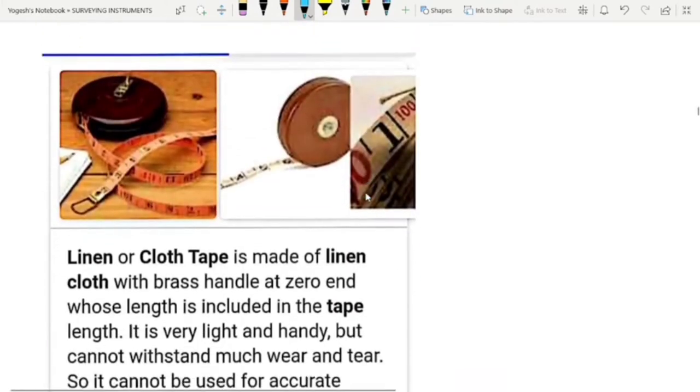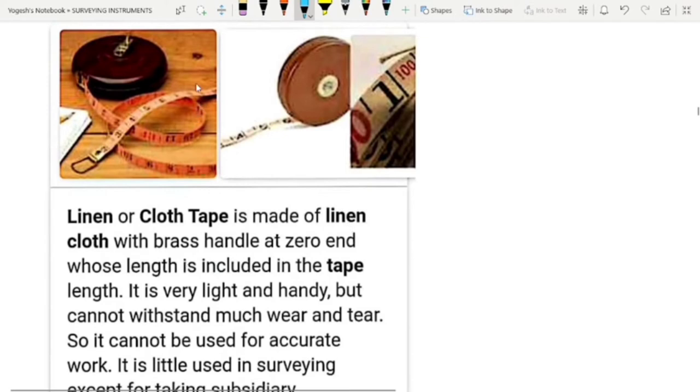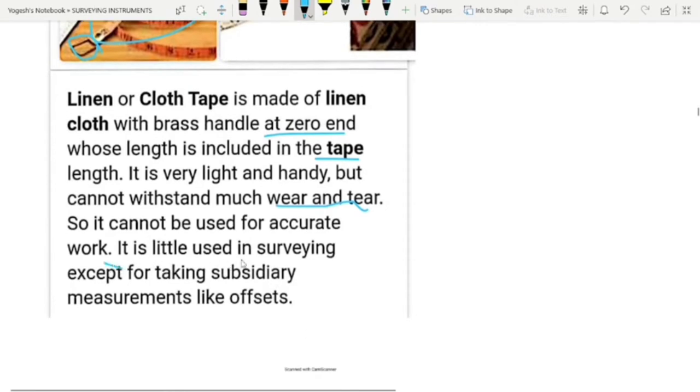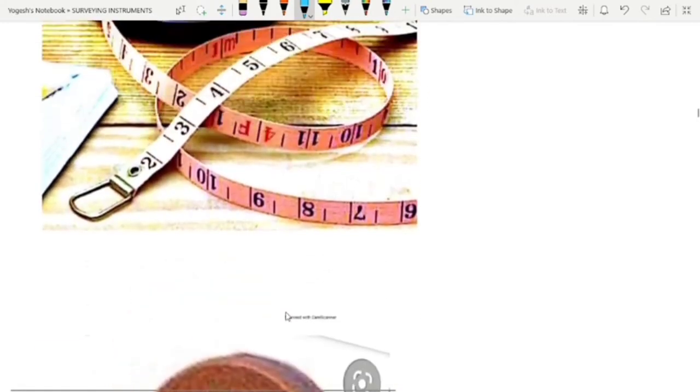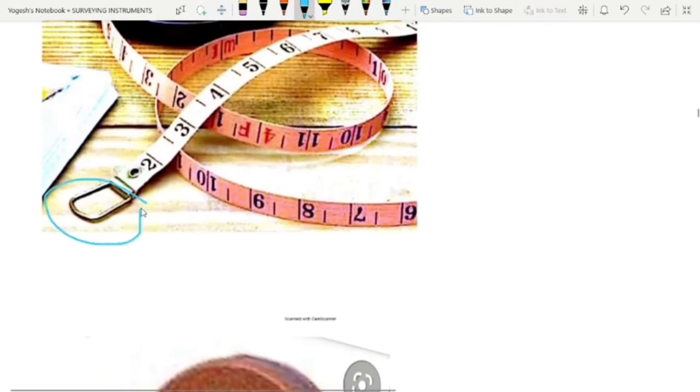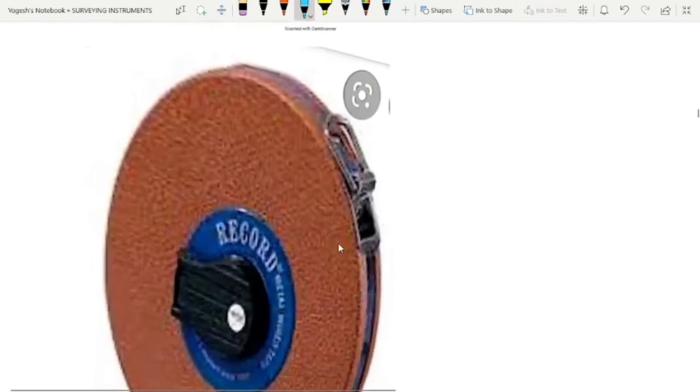This is the linen or cloth tape, made of linen cloth with brass handles. In the linen tape, the handle is at zero, and its length is included in the length of the tape. It is very light and handy, but cannot withstand much wear and tear, so it can be used only in flat areas, not very rough areas. It cannot be used for very accurate work. In surveying it is used except for taking subsidiary measurements like offsets. Cloth handle linen tape diagram is there. The metal ring length is also included in the length of the tape.